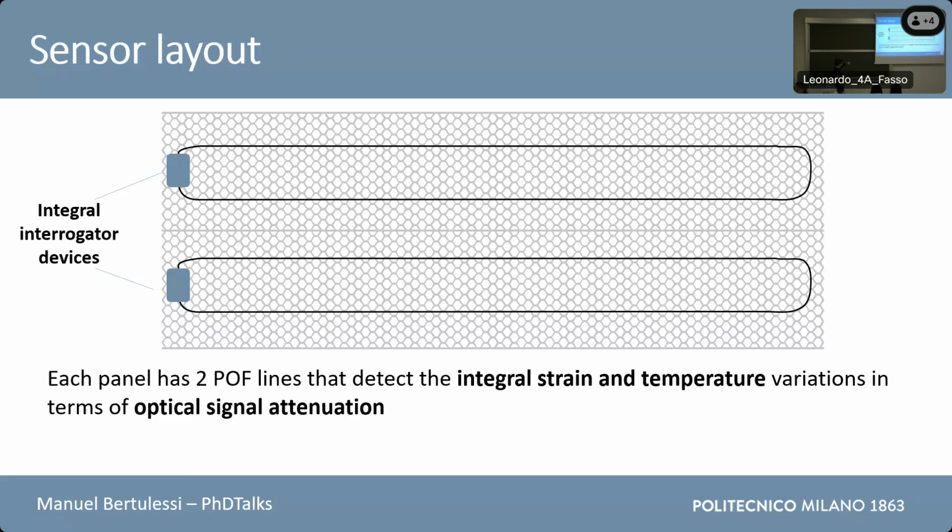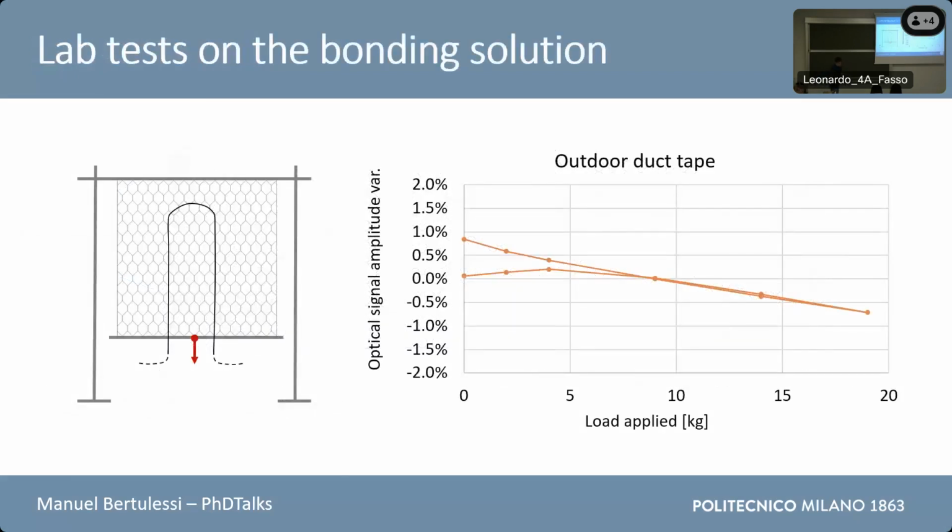And each panel, so each fiber loop, is interrogated by its own device, and so all the technology is mounted on this smart revetment. How to?